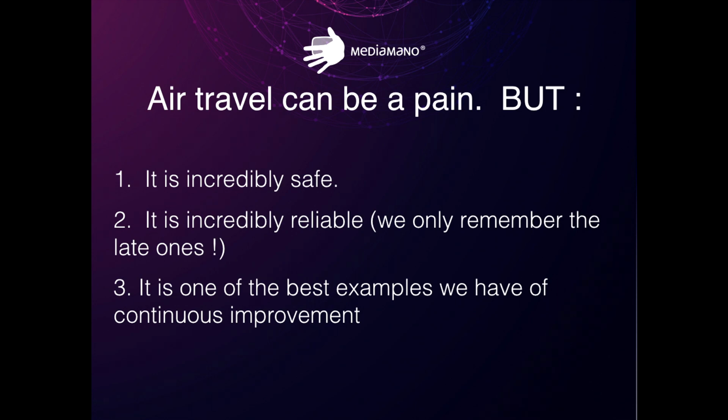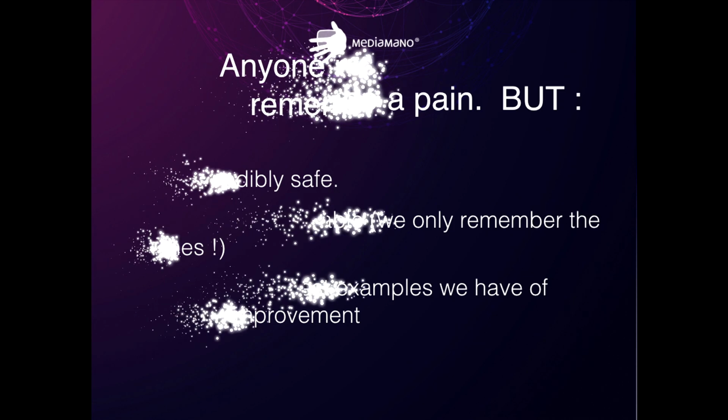And it is one of the best examples that we have of humanity getting involved in continuous improvement. And the reason, of course, for that is if it goes wrong, the consequences are absolutely tragic. I mean, completely and utterly tragic. So when something does go wrong in aviation, the amount of effort and coordination of intellect and analysis that goes into making sure it doesn't happen again is enormous.